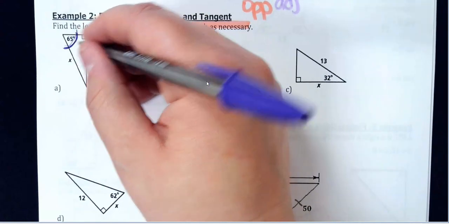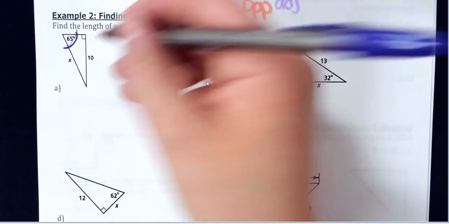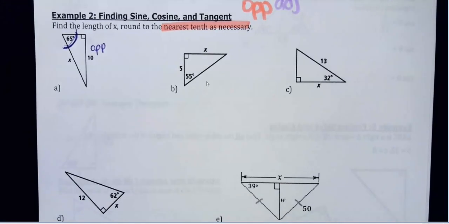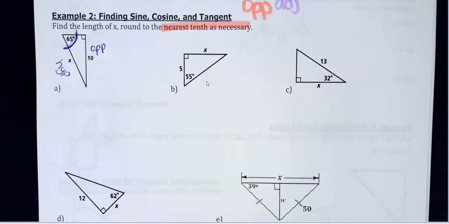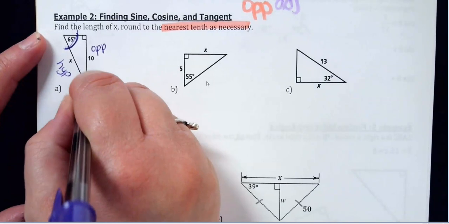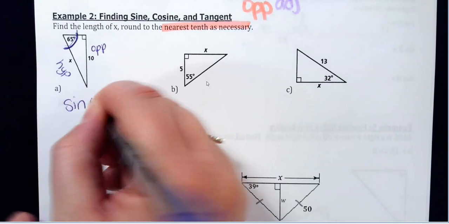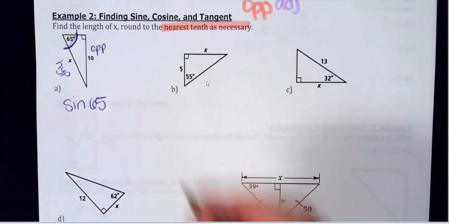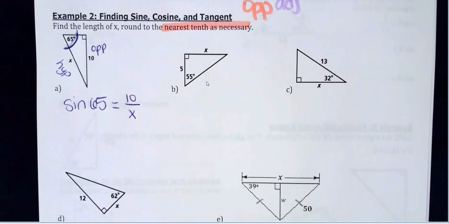Okay, how is the 10 related to that 65 degree angle: opposite, adjacent, or hypotenuse? This is opposite. Okay, how's the x related? Hypotenuse no matter what. So if I have opposite and hypotenuse, are we going to use sine, cosine, or tangent? All right, sine. Now the way this is set up, I actually know the angle measure, so when you write this, you write sine 65. That's just some really weird number on your calculator. And to set up the ratio here, opposite would be 10 and hypotenuse would be x.